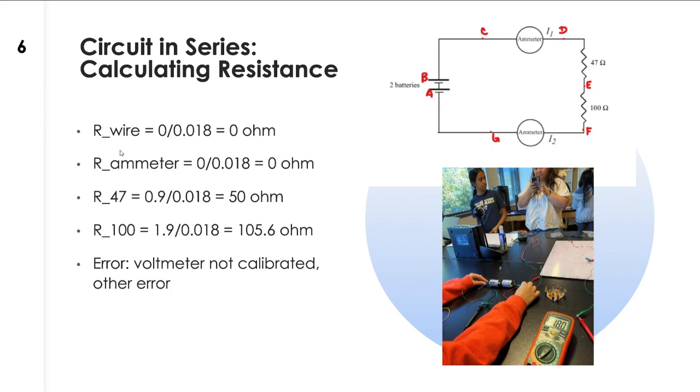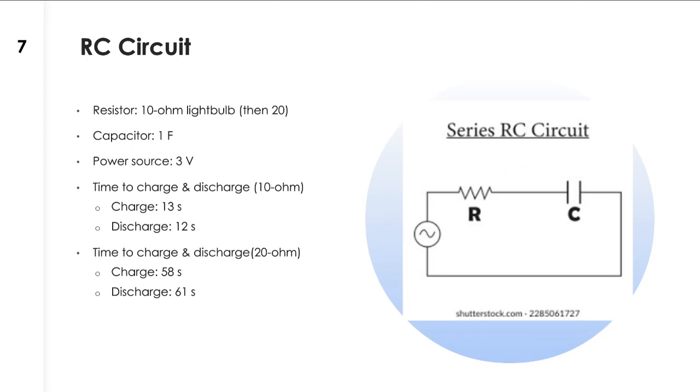We know that for the wire and ammeter, resistance was 0. For the 47 ohm resistor, the resistance was voltage divided by current, which is 50 ohms, and then for the 100 ohm resistor, it was 105.6 ohms. For the RC circuit, the resistor was a 10 ohm or 20 ohm light bulb. The capacitor was 1 farad capacitance, and then the power source had a voltage of 3 volts.